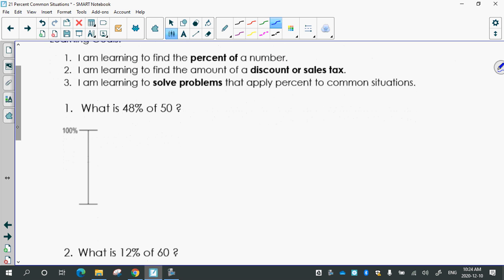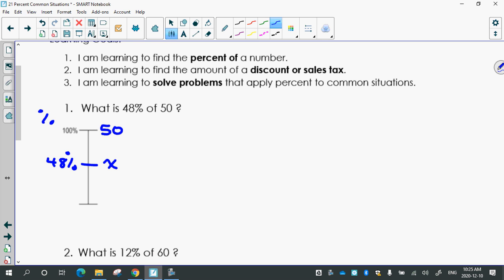What is 48% of 50? So 50 is our total. 48% is a little less than halfway, and it goes on the percent side. So this is our percent side. And this, what is 48% of 50? Well, we know 48% is less than half, so it's going to be less than 25, right?